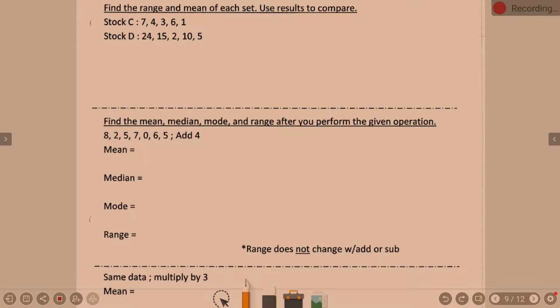So find the range and mean of each set. Use the results to compare. So they have stock C and they have stock D. Basically, you're taking the numbers in stock C, find the range, find the mean. Take the information in stock D, find the range, find the mean. And then officially it says use the results to compare.